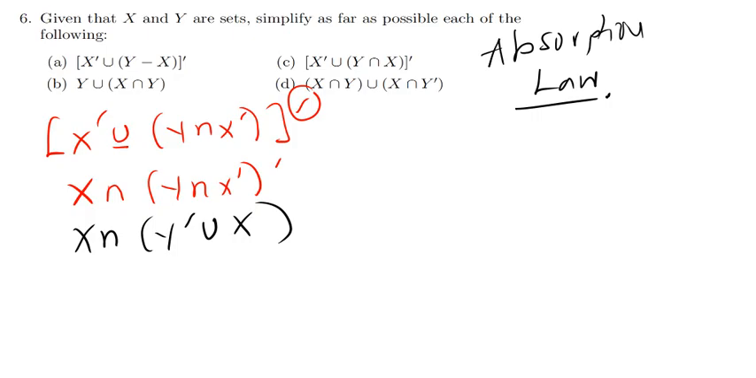Absorption law states that if you have this x here outside, and inside here there is also x, with an intersection here and a union there, or even the opposite, where there is a union here and an intersection there, then the answer is the same x. You have x outside, but it is appearing again inside. The answer is the same x.